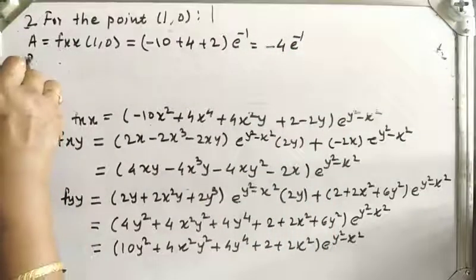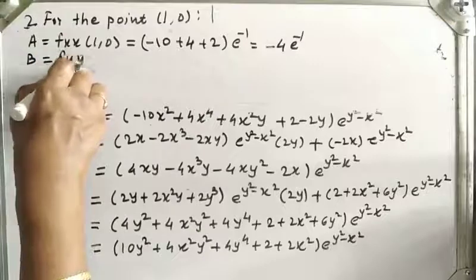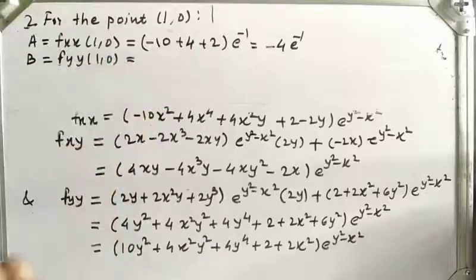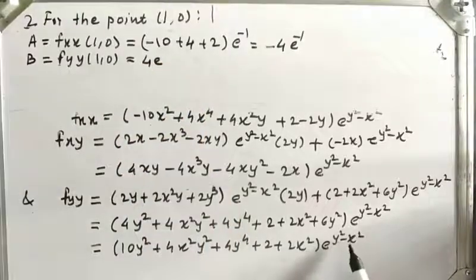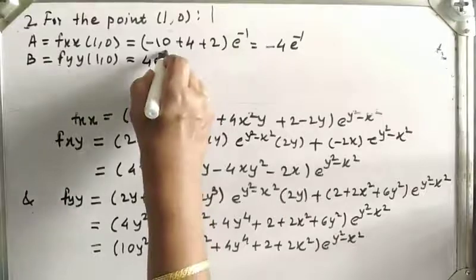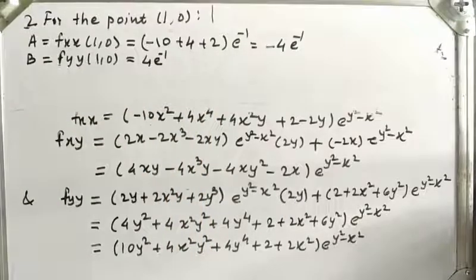B is equal to fyy at (1, 0). So this is our fyy. Put x equal to 1, y equal to 0. So this will be 0. Here 2 plus 2 will be 4, and e raised to 0 minus 1. That will be 4e raised to minus 1.